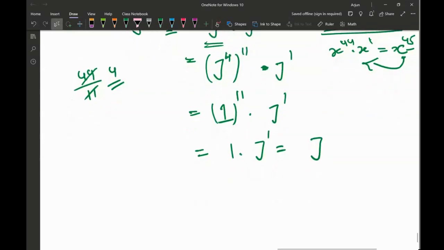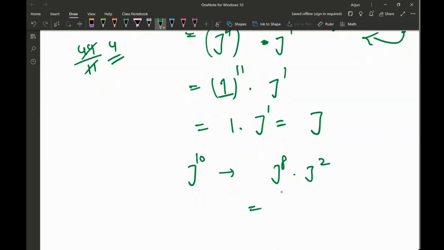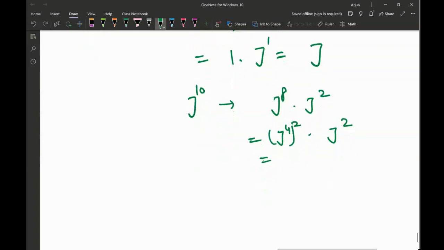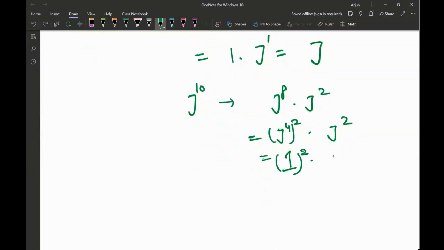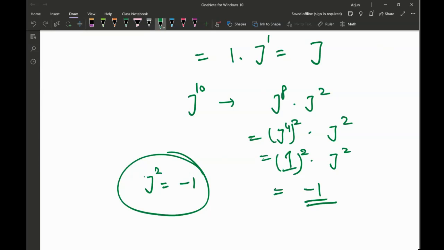Now if I ask you what j to the power of 10 will be, you guessed it right: j to the power of 8 times j to the power of 2. j to the power of 8 becomes j to the power of 4 raised to 2, times j to the power of 2. This j to the power of 4 is 1 squared, times j to the power of 2. The answer will be negative 1, because j to the power of 2 is negative 1, which we've already proved.